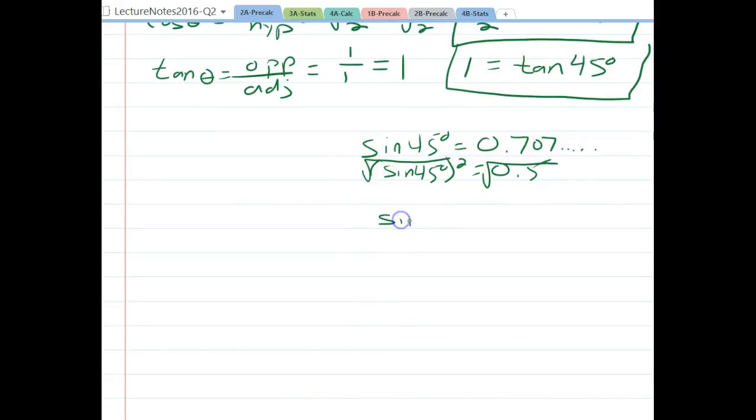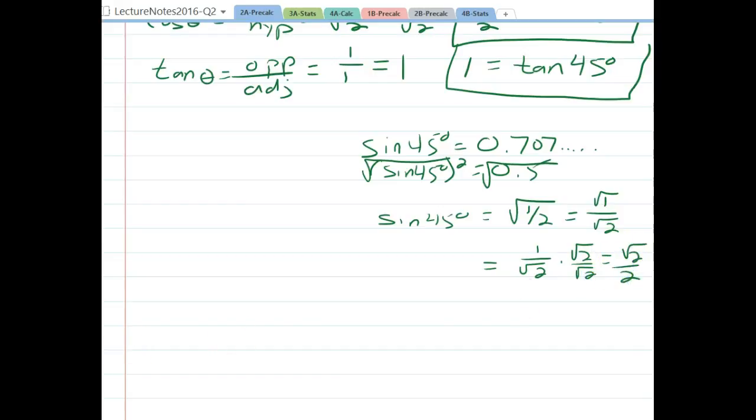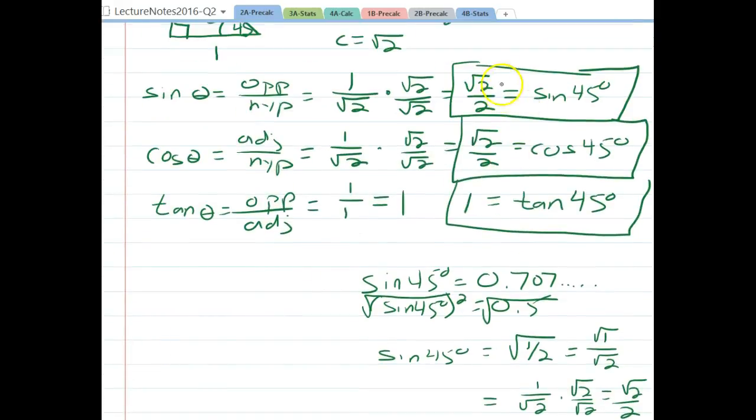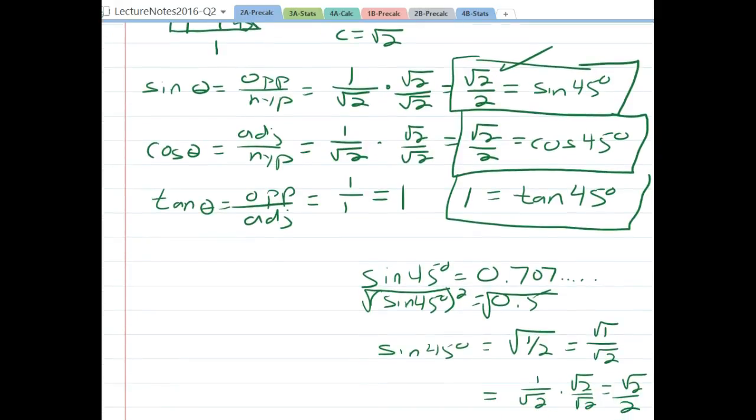basically what I have is I'm back to sine 45 degrees, and I have the square root of 1/2, which is, using the rules of radicals, square root of 1 over the square root of 2, which is 1 over the square root of 2. And then when I rationalize that, I come back to my radical 2 over 2, which is what I knew was going to be true in the first place. So that's just one way that you take your calculator that's giving you an irrational number and convert it back into the true exact answer for your problem.